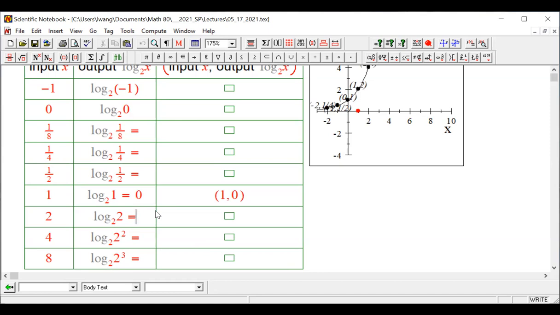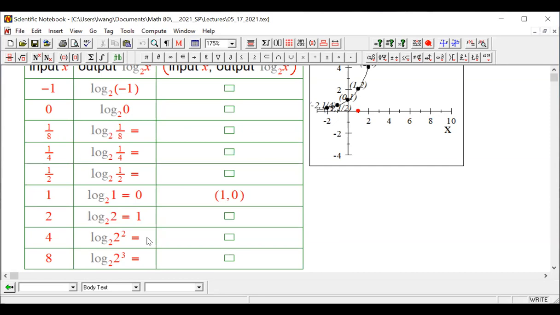You can take a look at the notes that we did before. So what do we get? Come on, guys. When the input is 2, what is log base 2 of 2? Francesco? Marcelo? What do we have? Are you guys there?